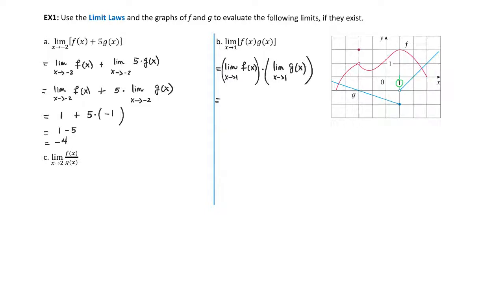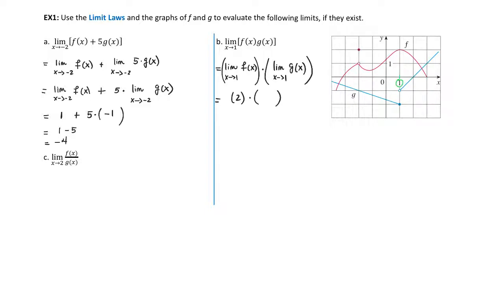When I look at the functions now, when x approaches 1 for f, following the pink graph, the limit seems to be approaching 2. That looks good, so I can go ahead and replace this with 2. When I look at the other function, the limit as x approaches 1 of g(x), I see over here a gap.